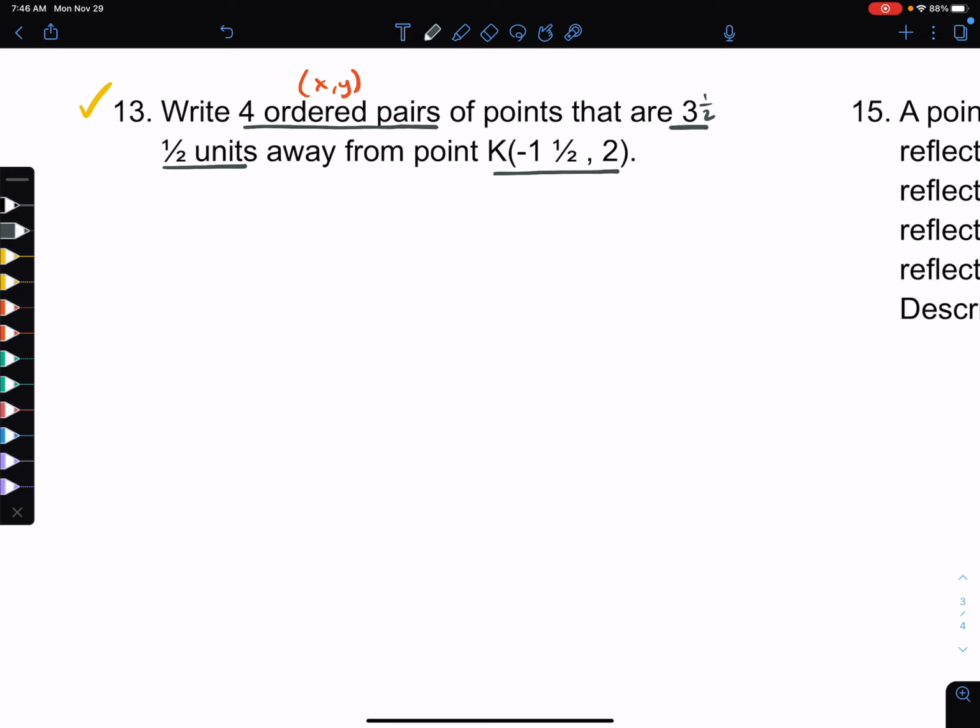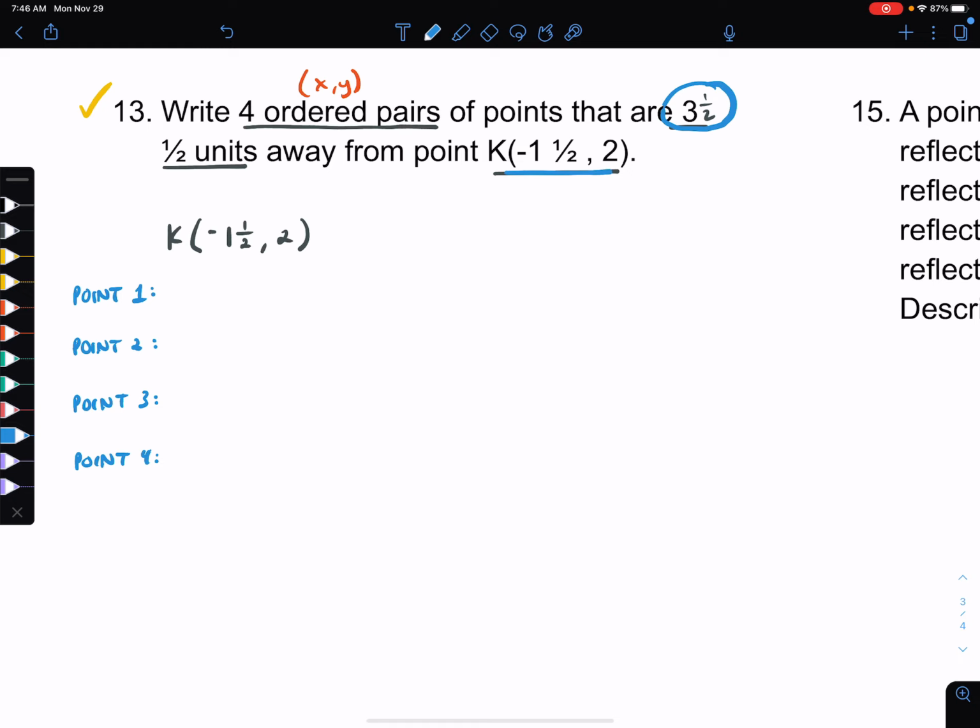Okay, so we have point K here. So K is located at 3.5. Oh wait, no, sorry. We want to go 3.5 units away. So K is located at (-1.5, 2). So let's see if we can go ahead and identify. We'll have point 1, point 2, point 3, and point 4. If we want to have these points be 3.5 units away from here, let's see what we can do.